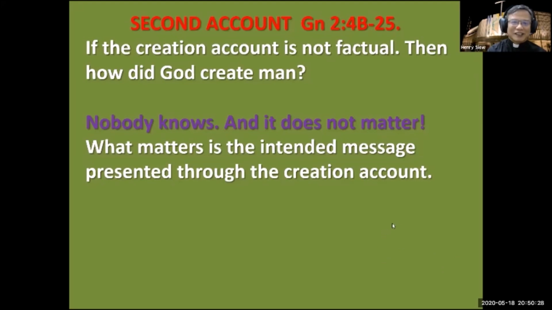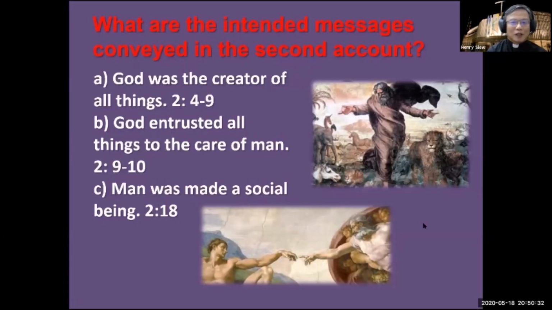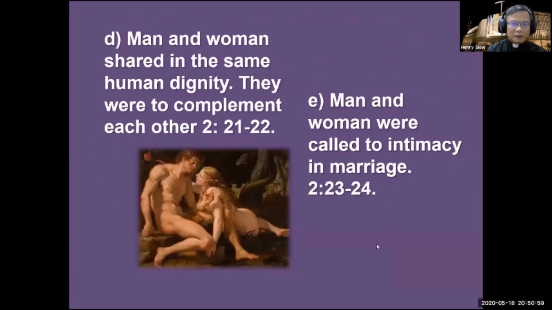And so for this second creation account, the intended message is that God was the creator of all things. And after God created all things, God entrusted all things to the care of man. We are stewards of God. We have that great responsibility of looking after the earth, the world. And then God created man to be a social being, male and female he created them. And that man and woman share the same human dignity. They were to complement each other so that man and woman together will live out the purpose that God created the human persons to be. And then finally, man and woman were called to intimacy in marriage.